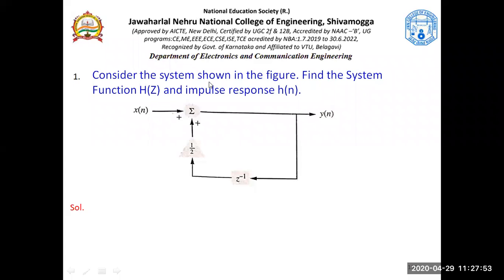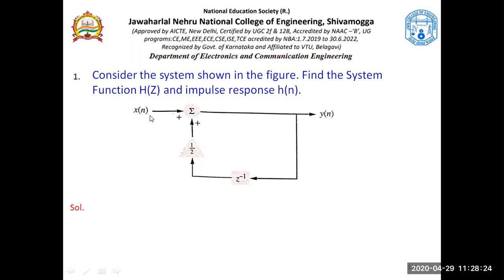Now see this, what is being told. Consider the system shown in the figure. Find the system function h of z. See, they say it is system function. System function means you should not mistake, it is transfer function only, which is h of z, and the impulse response h of n. How are h of n and h of z related? Impulse response is in time domain. The z transform of this impulse response is the system function in z domain, that is h of z.